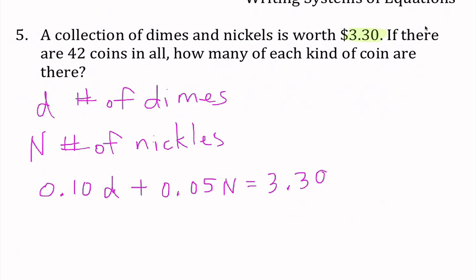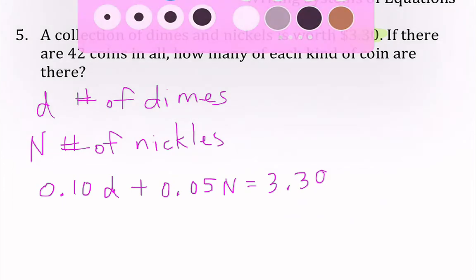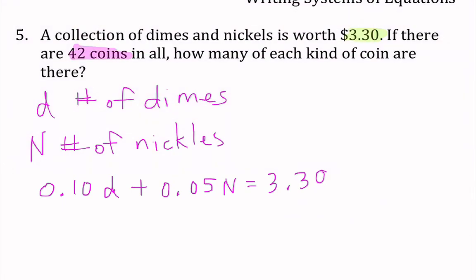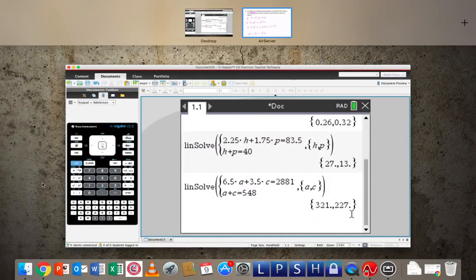So we need to find a second total. Well, the second total it gives us is the total number of coins. Well, what type of coins do we have? Well, I know we have dimes and I know we have nickels. So I know the number of dimes we have plus the number of nickels we have is equal to the total number of coins, which is 42. So now that I have my two equations, I'm going to go type those in.